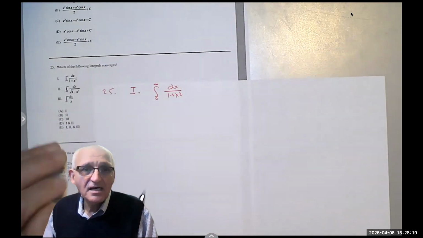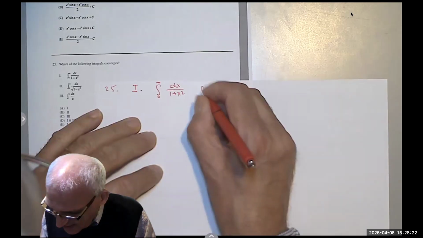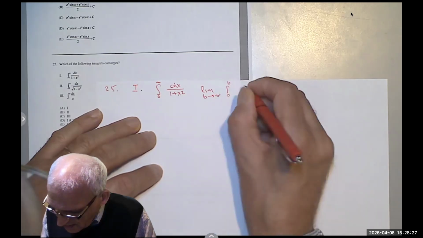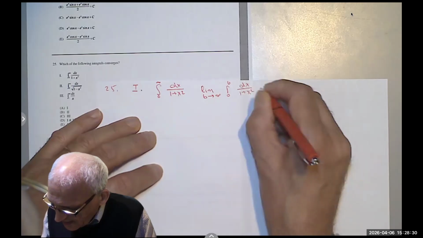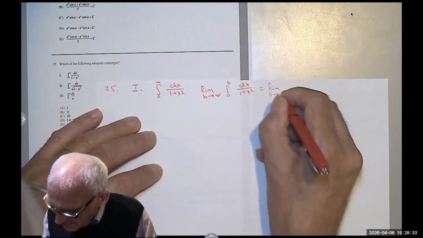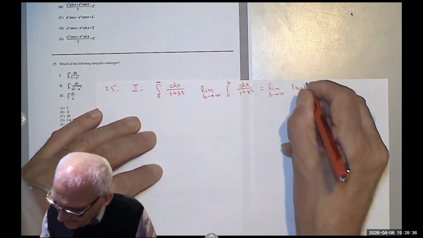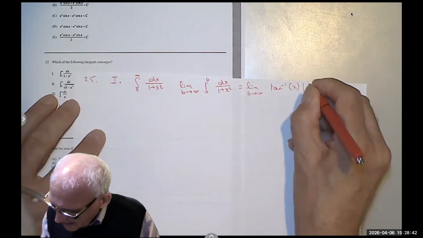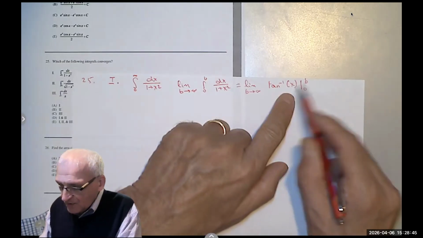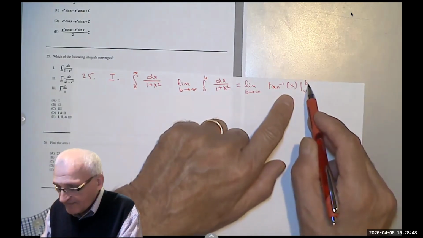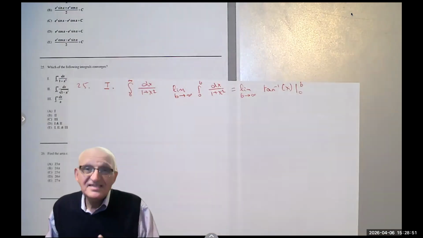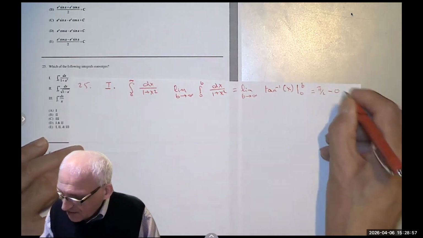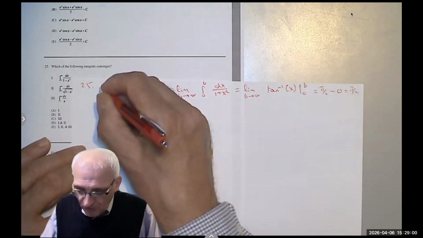Of course, that's an improper integral. So usually we have to say limit as b approaches infinity, the integral from 0 to b of dx over 1 plus x squared equals the limit as b approaches infinity of arctan of x, evaluated from 0 to b. When x equals b, which approaches infinity, we know that arctan of infinity is pi over 2, right? Pi over 2 minus arctan of 0, which is 0. So it converges. So 1 converges.